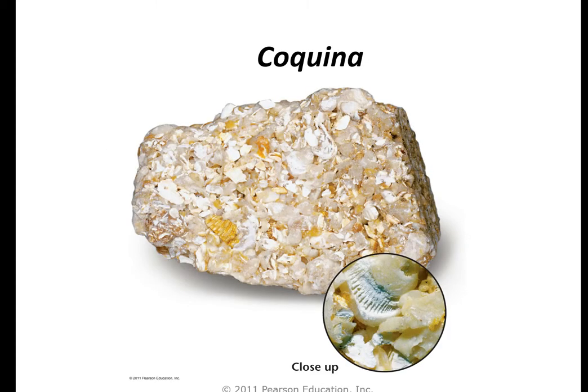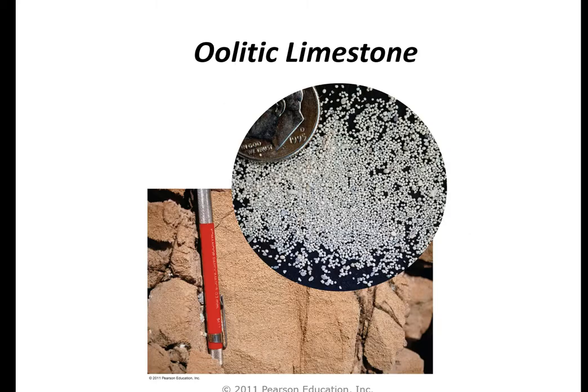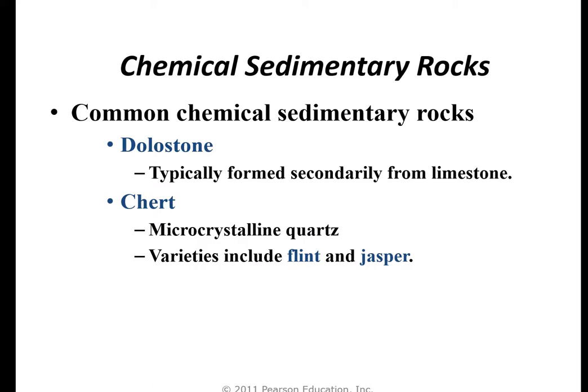So here's a picture of coquina, and we see in this some shell life from the ocean floor that formed this, the fossil remains of the shell life. Here's oolitic limestone, more of a granular size to it. Some other types of chemical sedimentary rocks we see are dolostone. These are typically formed secondarily from limestone. And chert. Chert is a type of quartz, and these come in different varieties, including flint and jasper.